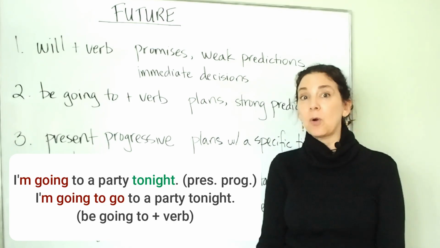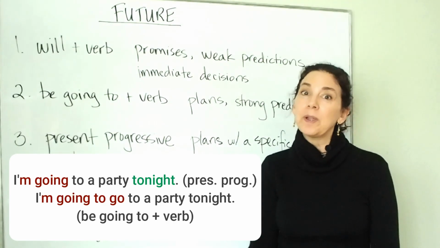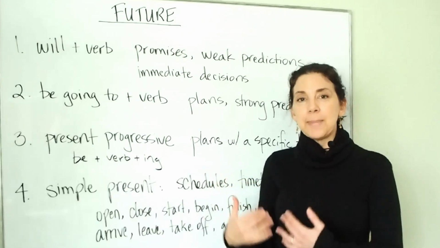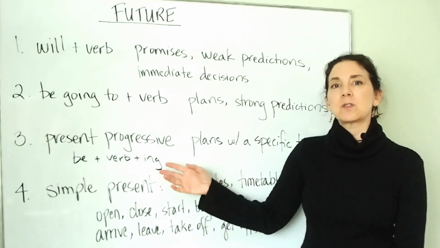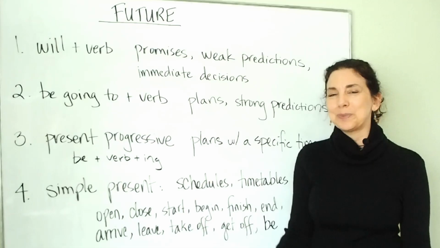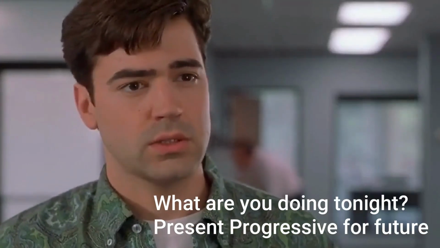We could say, I'm going to go to a party tonight. What are you going to do tonight? I'm going to go to a party tonight. But most native speakers will just use the present progressive in this case. It's more common and it's a little bit easier because it's shorter. What are you doing tonight?